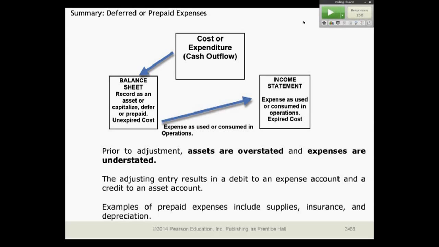Here, just make sure you add credit to a contra asset as well. All right, so it could be a contra asset as well. So again, the first point, assets are going to be overstated, expenses understated. The debit goes to the expense. The credit either goes to an asset directly or a contra asset in the case of accumulated depreciation. And your examples would include supplies, insurance, rent that's prepaid, and of course depreciation. Okay. So those are deferred costs or deferred expenses. Any questions on a deferred cost or a deferred prepaid type of an expense?